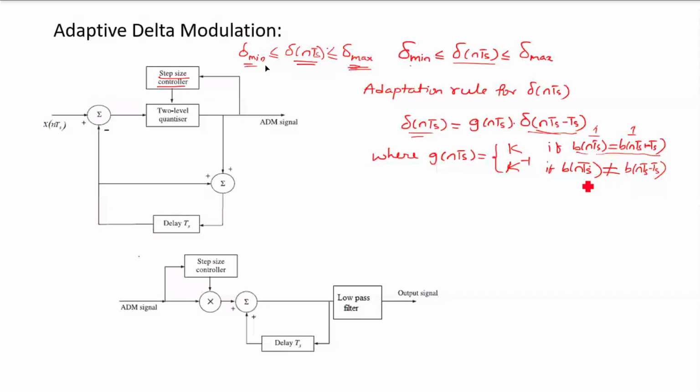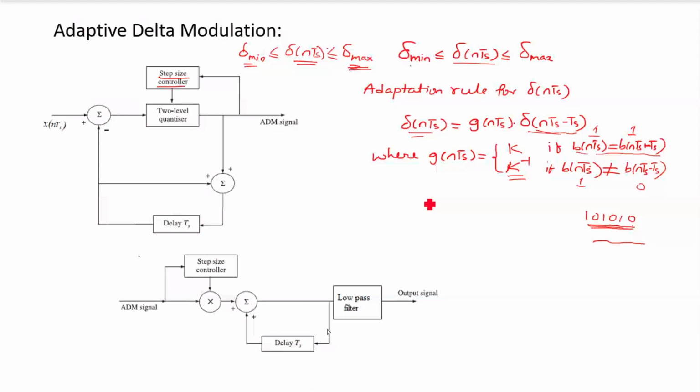If the present value is 1 and past value is 0, what it indicates? Right? If I get sequence like this 1 0 1 0 1 0, right? What it indicates? Slope is very close to zero. Yeah, signal is almost not varying, right? It's almost constant, signal is not varying. In that case, what you have to do? You have to decrease the step size, right?